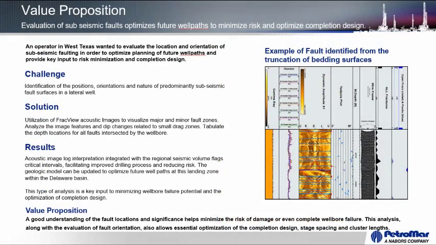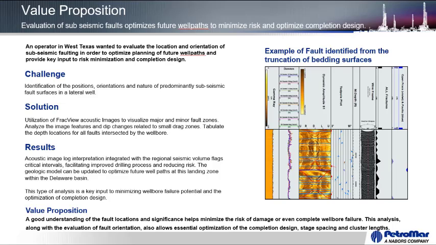In this case, what we have is an example of some real data from a West Texas operator who wanted to evaluate the location and orientation of subseismic faults so that they could optimize the planning of future well paths and provide a key input into risk mitigation and their completion design. Basically, we were trying to identify the positions, the orientations, and the nature of all of these largely subseismic faults in a lateral well.